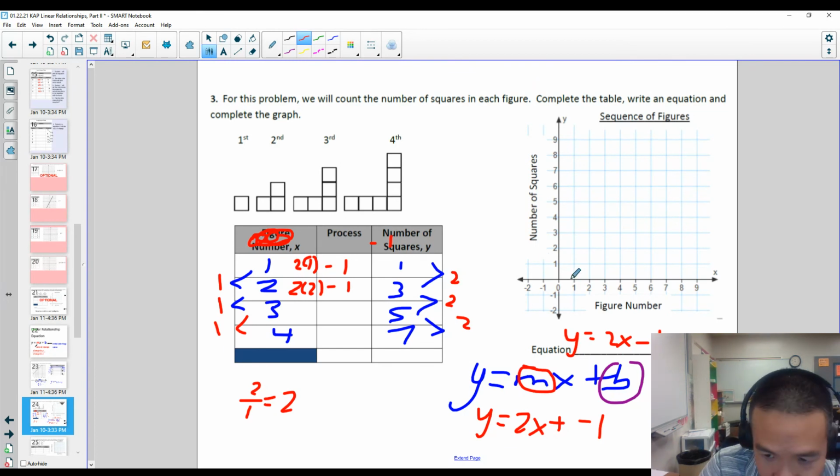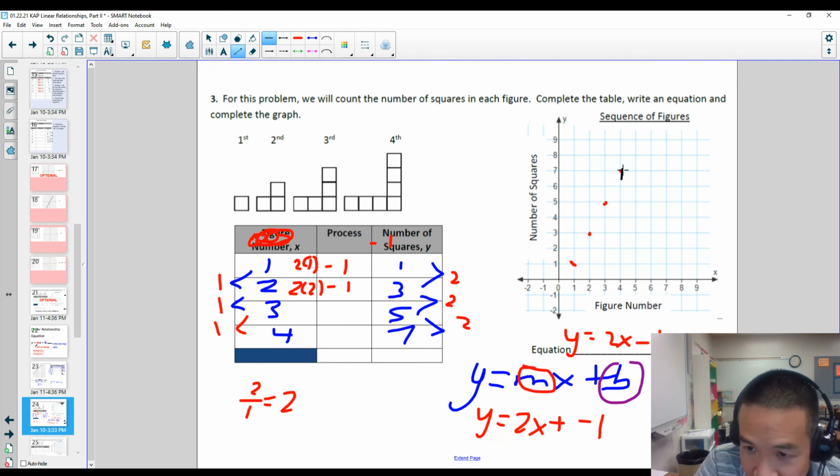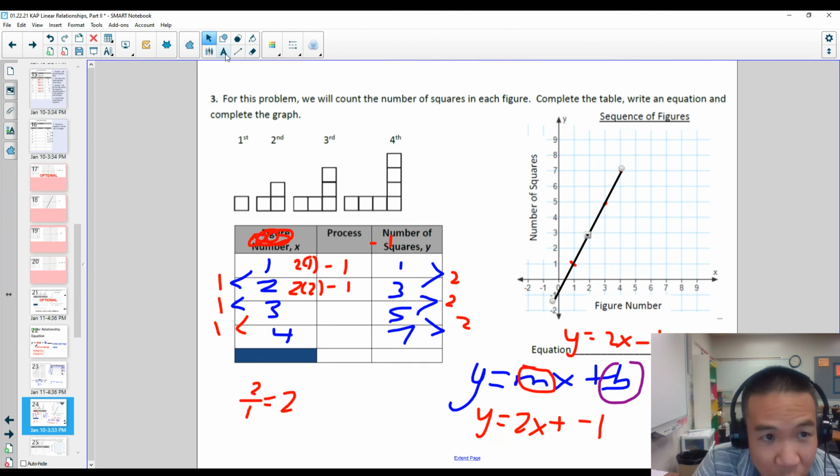Let's graph it. Figure number 1 is 1. Figure number 2 is 3. Figure number 3 is 5. Figure number 4 is 7. If I connect the dots, figure number 0 would be at negative, right here. Figure number 0 would be at negative 1. So 0 is negative 1.